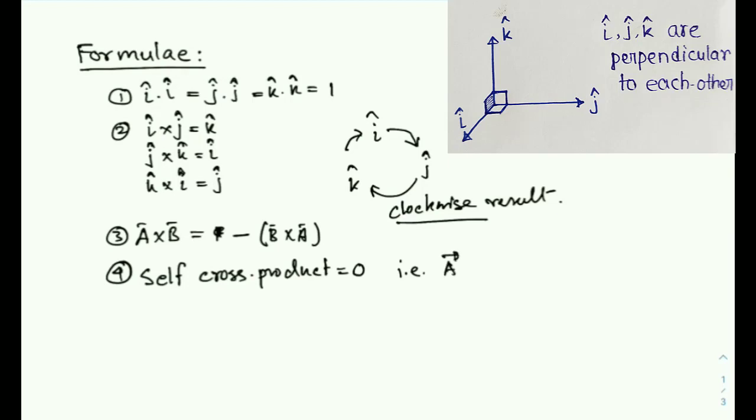The fourth formula is that the self cross product equals 0, that is, A cross A equals 0, because the angle between the same vector is 0, so sine 0 equals 0. So the self cross product equals 0. And similarly, i dot j equals j dot k equals k dot i equals 0.